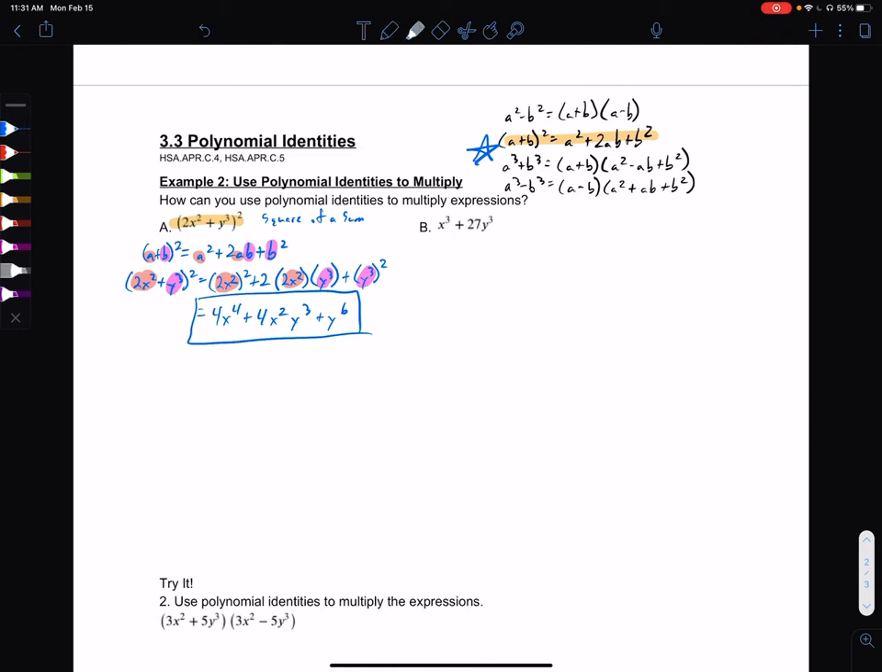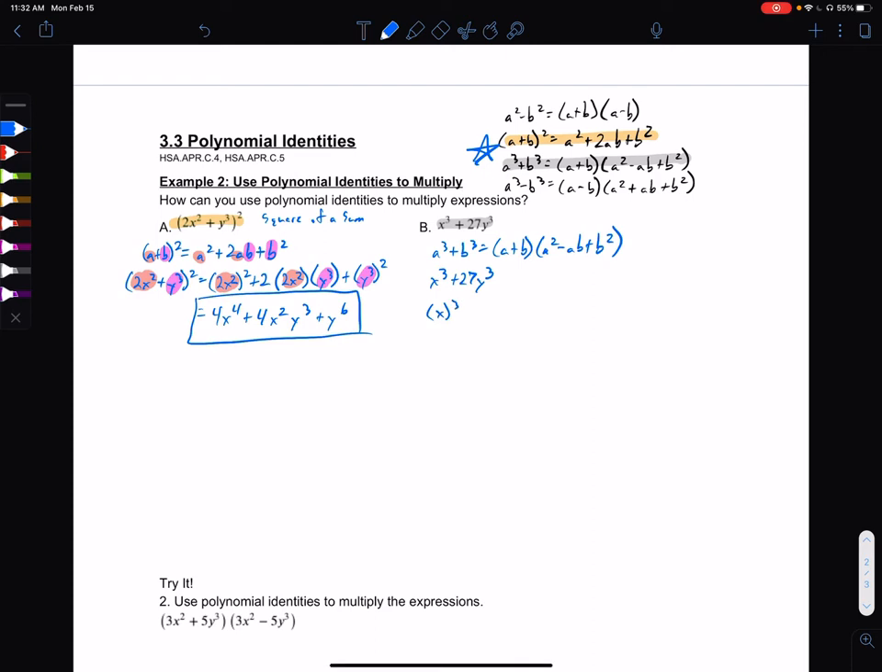In the next example, we have x cubed plus 27y cubed. Here I have the sum of cubes. I have to be careful with this one because a cubed plus b cubed equals a plus b times a squared minus ab plus b squared. What I do have to be careful of is that this is not quite in the form a cubed plus b cubed. The x cubed is good, that is x cubed.